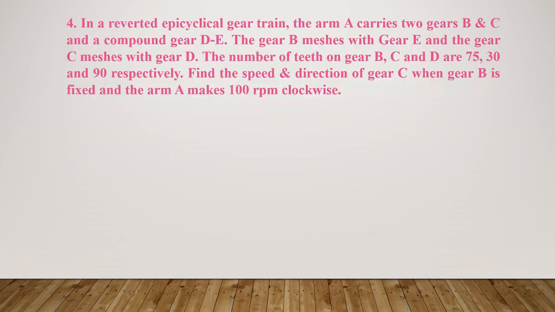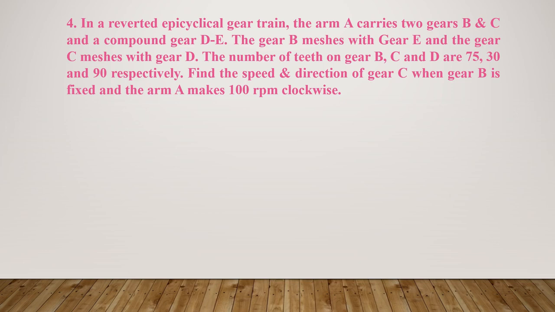Coming to the next problem, that is, in a reverted epicyclic gear train, the arm A carries two gears B and C and a compound gear DE. The gear B meshes with gear E and gear C meshes with gear D. The number of teeth on gears B, C, D are 75, 30 and 90 respectively. Find the speed and direction of gear C when gear B is fixed and arm A makes 100 rpm clockwise.